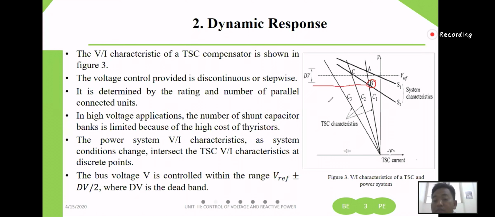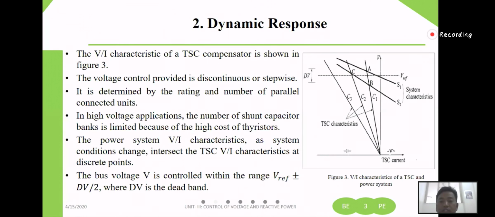So now we have to control that and bring it back to the acceptable range. To do that, we switch on the TSC1 and it will bring us back to the new operating point at C. So we are assuming that it will bring back, and this is how we get within the acceptable range and how we can control. Similarly, you can draw another system characteristic, and then we can see how much capacitance is required to control or inject the reactive power. So this is how it works.